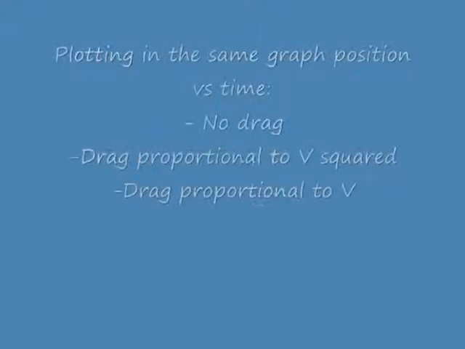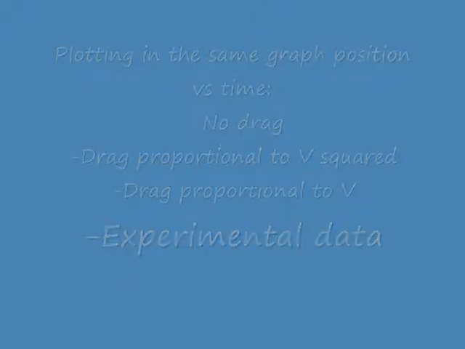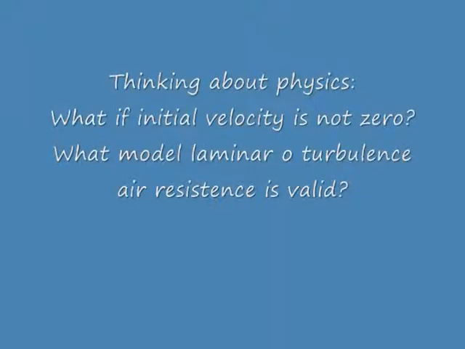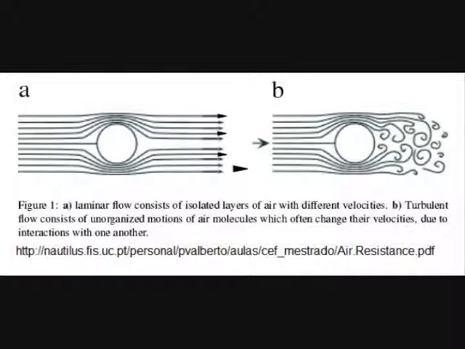When we plot this result, we have a graph that describes a parabolic movement, and you can see the position versus time. The red line is the model position, and the blue dots are the experimental position, which is a little bit above the model position. As we can see, there is a movement with a drag force depending on laminar flow, not turbulence.